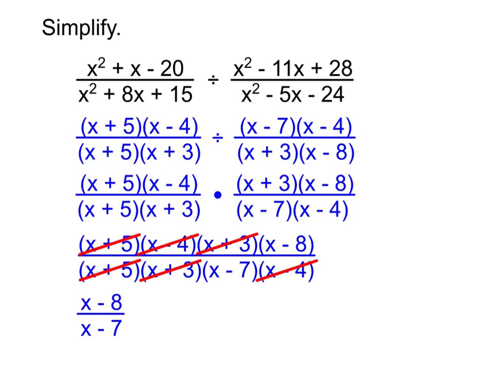And then once we've created a single fraction, we can simplify that one fraction, cancelling out pairs that appear in both the top and the bottom to get our final answer here of just x minus 8 over x minus 7. That is your final answer.